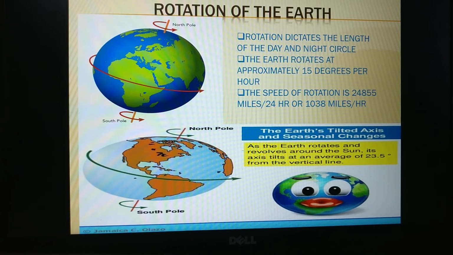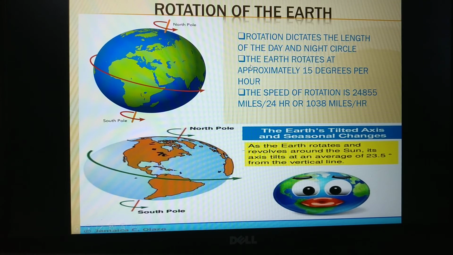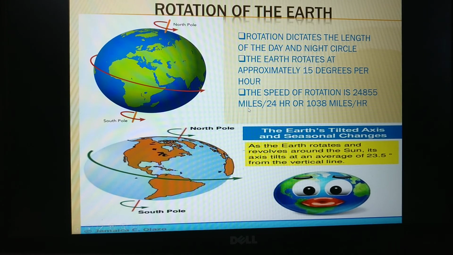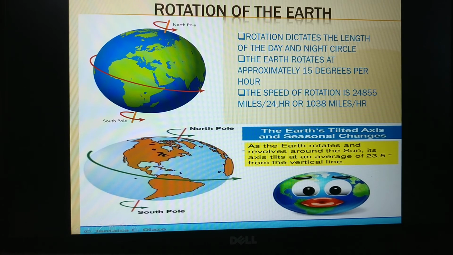Rotation dictates the length of the day and night cycle. The earth rotates at approximately 15 degrees per hour. The speed of rotation is 24,855 miles per 24 hours, or 1038 miles per hour.